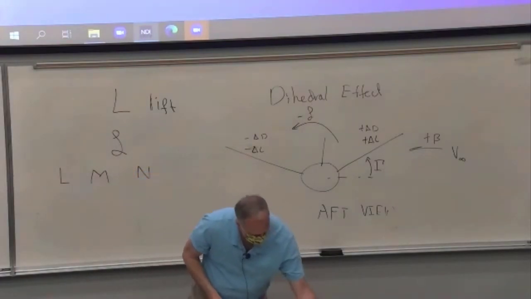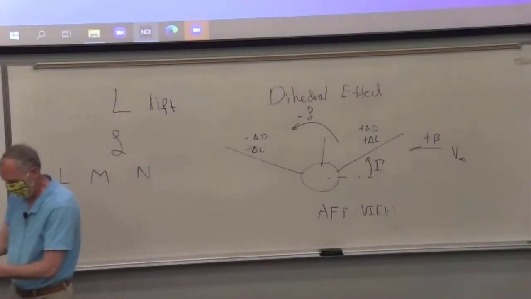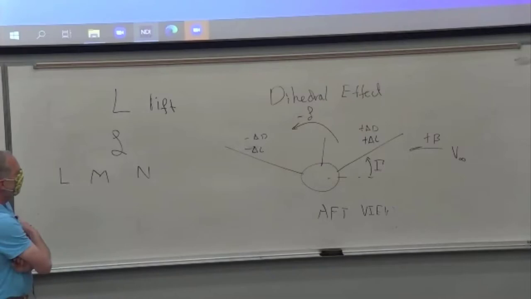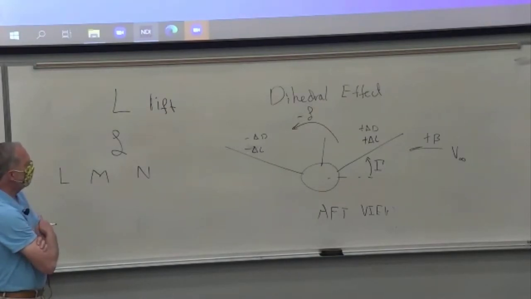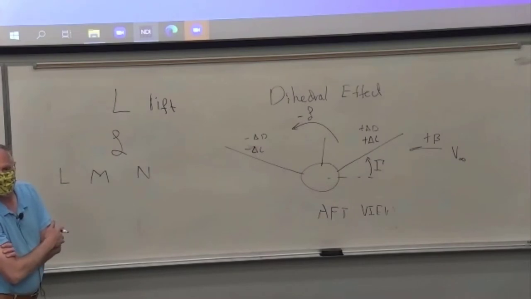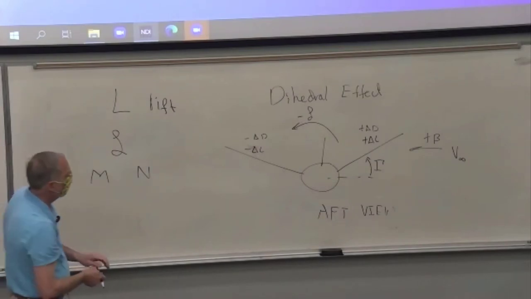One question I will ask though is, you're looking at that picture and we said, okay, we got the dihedral and we got the side slip. We're going to get more lift on the one side and less lift on the other side. And we're going to bank the correct direction to get us out of the bank, right? What if we're stalled?